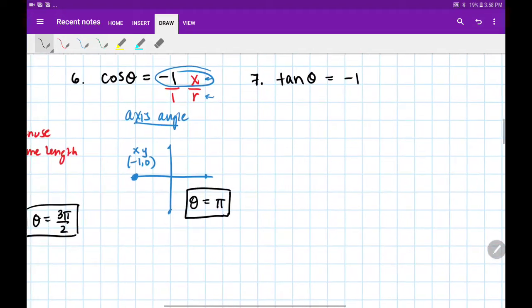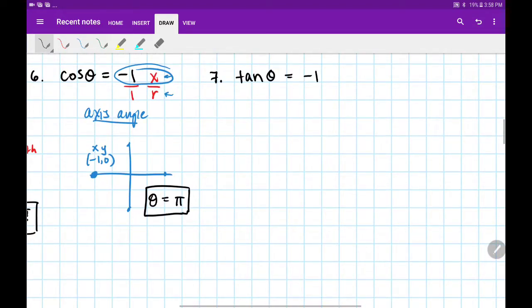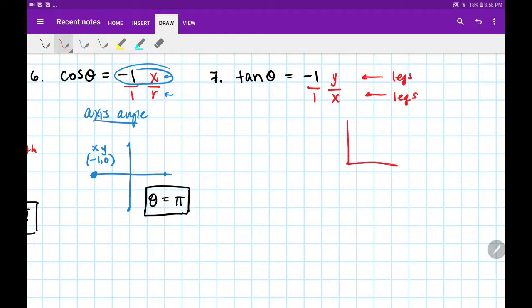Okay, next question, number 7. So we'll write our formula. Now we want to know where tan theta is equal to -1. So -1 should be my y over x. Let's put that guy over 1. And we have to ask ourselves, is this an axis angle or a triangle? So think about what y and x represent. These are both legs of the right triangle. So the question is, can we have a triangle whose legs are both 1?